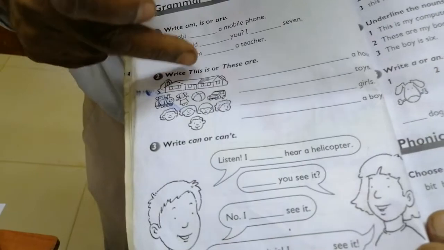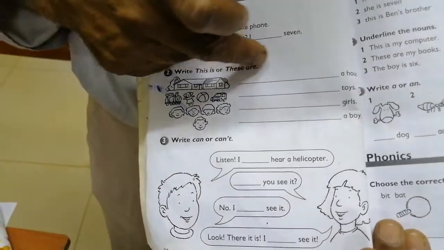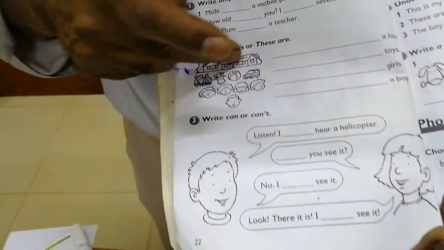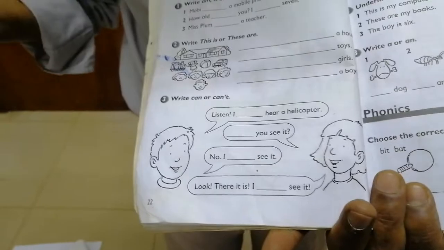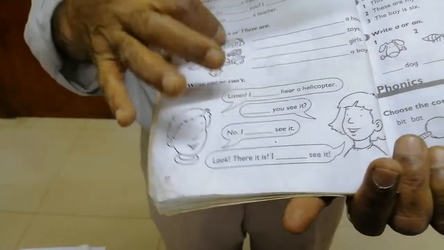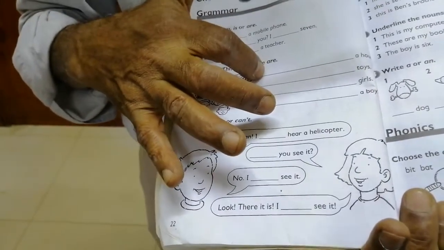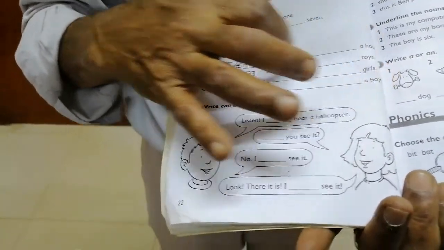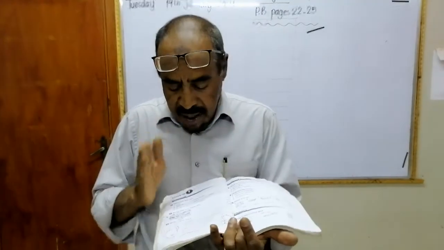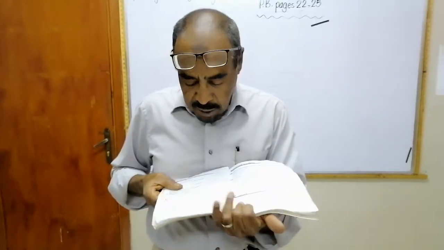Here, you are going to use this is or these are. This is or these are. Look at this. Is it one or more than one? One. It is one house. It is a house. So if it is one, I say, this is a house. And don't join this with is. This space, but it is a house.